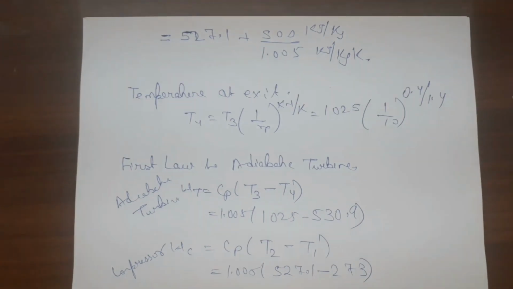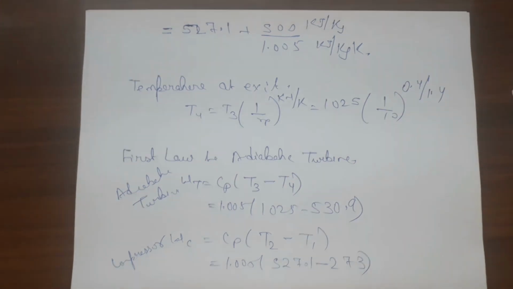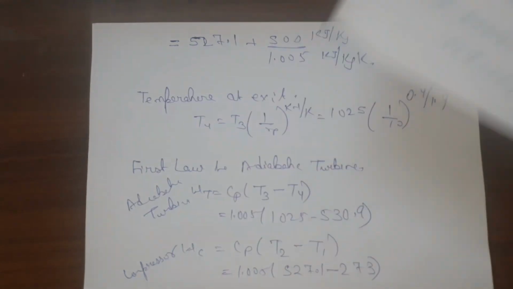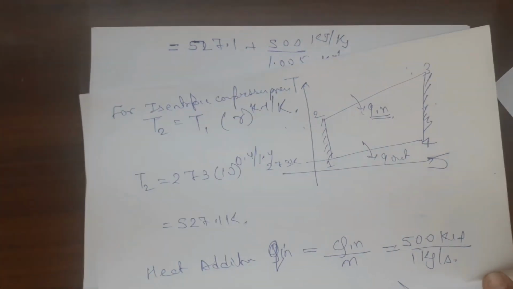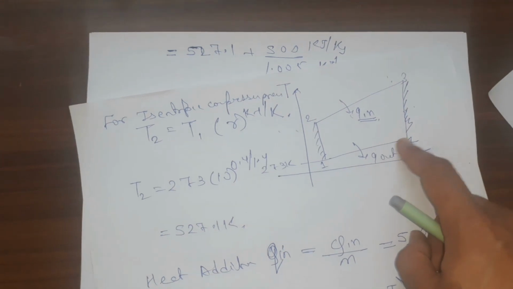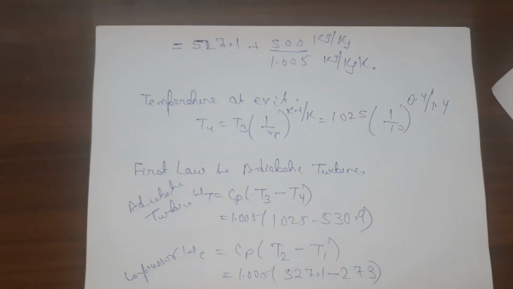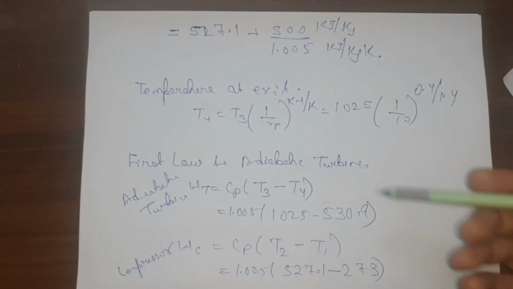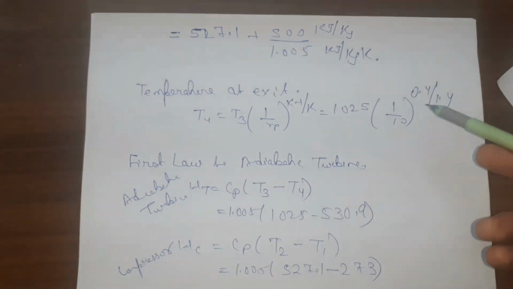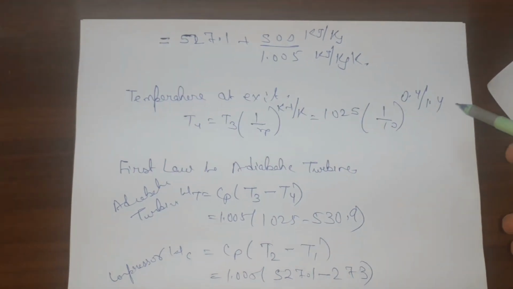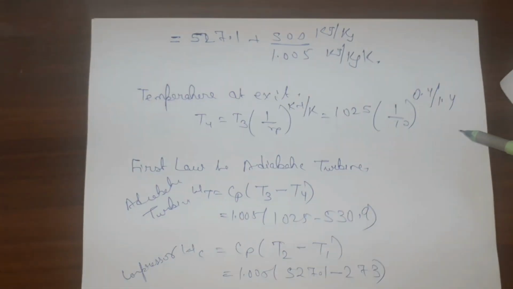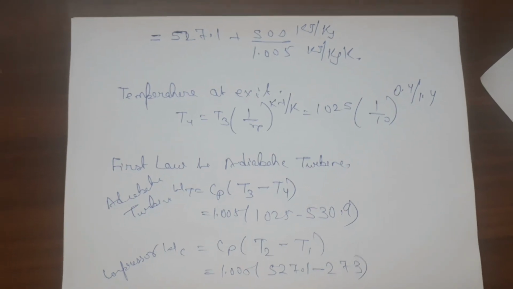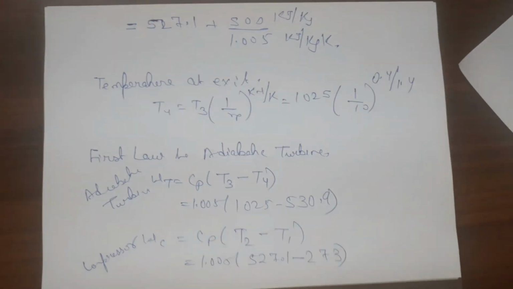What will be the temperature at the exit? The temperature at the exit T4, which we have to calculate, is related as T4 is equal to T3 (1 by R) to the power of (K minus 1) by K. Here 1 by R is 1 by 10, to the power of K minus 1, which is 0.4, upon 1.4. T3 value is 1025 Kelvin. So we will easily get the value of T4.